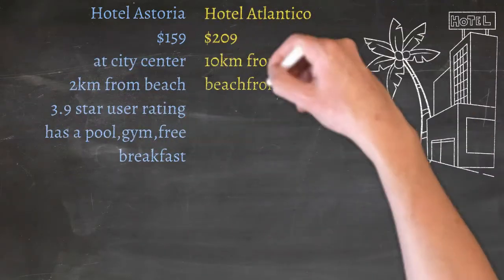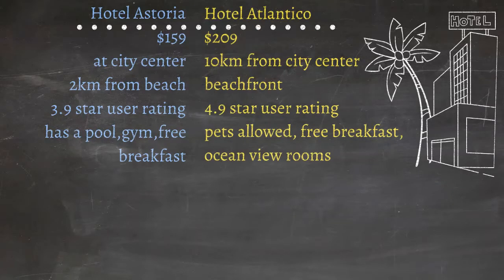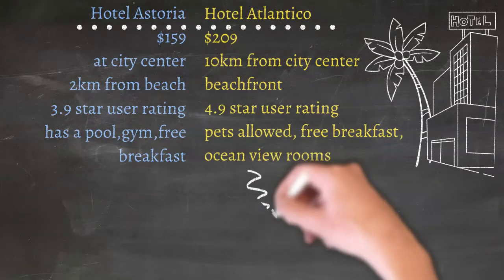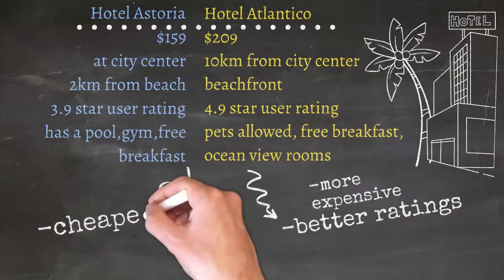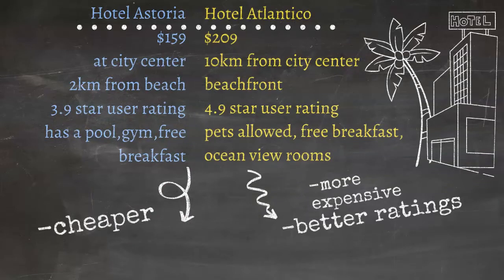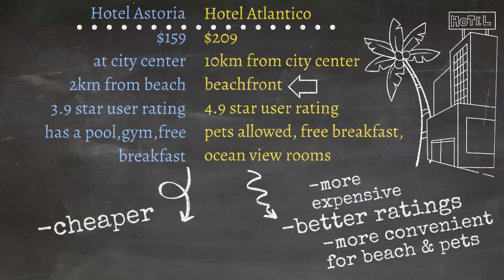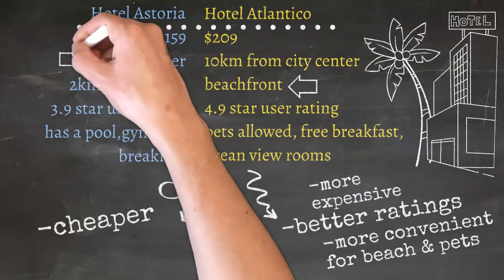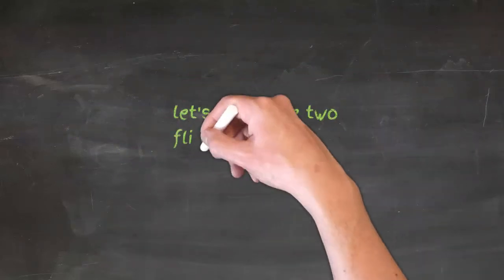Now let's compare two hotels. Let's look closely as to what they have to offer. Hotel Atlantico has better ratings and it's also more expensive. Hotel Astoria is cheaper. Which is more convenient? Well, that depends on what you're looking for. Since Atlantico is on the beach, it could be more convenient if you were going to the beach every day. And Astoria could be more convenient if you were going to the city center every day. That's a tough choice.